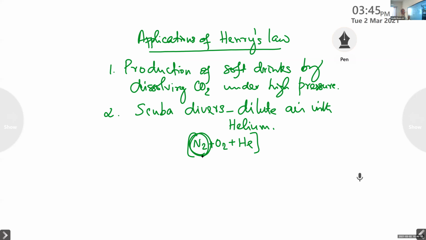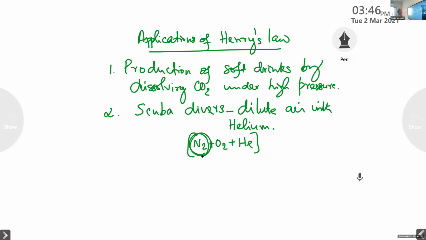If the amount of nitrogen is decreased, what is the merit of that? When scuba divers go underwater, due to high pressure, if only nitrogen and oxygen are there, nitrogen will dissolve in blood at a high pressure. When the scuba diver is coming out of water, the nitrogen dissolved in our blood will be forming nitrogen gas bubbles in the veins.